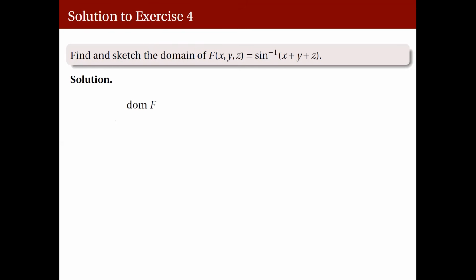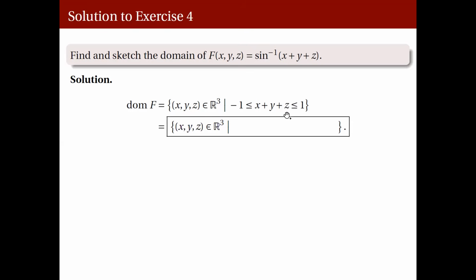So let's take the domain of this function as the set of all ordered triples now, x, y, z, such that this quantity inside your arcsine, x plus y plus z, is bounded by the usual domain for arcsine, which is between -1 and 1. So we have that inequality. And here it will be convenient for us if we solve for bounds for z. Okay? Since z is present here, it might help us if we know some bounds for z.